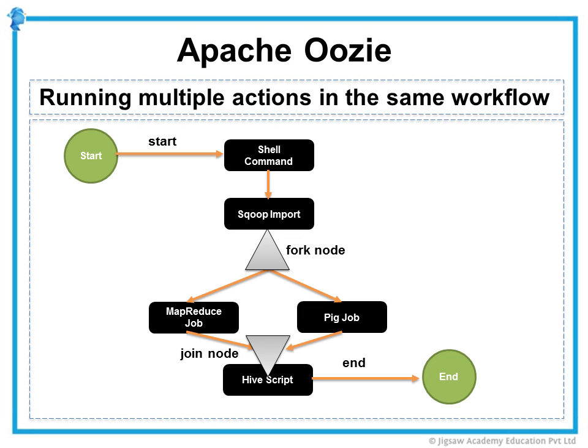So here what we're doing is, after the Sqoop import, using a fork node, we're telling it to run the MapReduce job and the Pig job in parallel, and after both of them have successfully completed, using a join node, we take the control to the Hive action. Okay, so let us see how to create the workflow definition for this particular scenario.